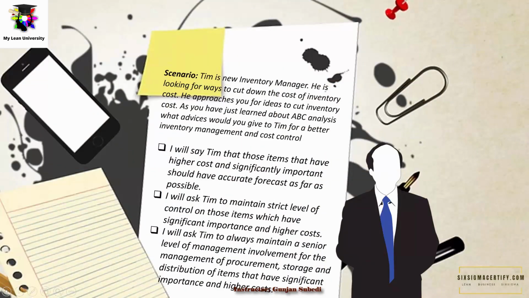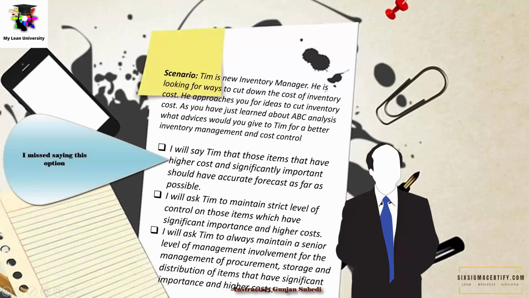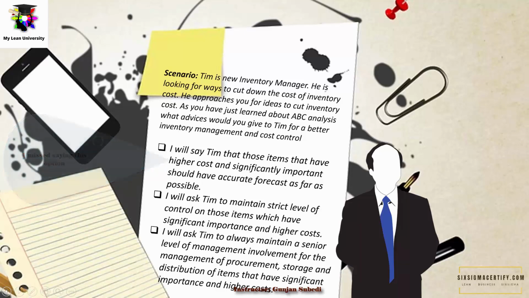Let's look at the scenario. Here, Tim is a new inventory manager. He is looking for ways to cut down the costs of inventory. He approaches you for ideas to cut inventory costs. As you have just learned about the ABC analysis, what advice would you give Tim for better inventory management and cost control? I will ask Tim to maintain a strict level of control on those items which have significant importance and higher cost. Second, I will ask Tim to always maintain a senior level of management involvement for the procurement, storage, and distribution of the items that have significant importance and higher cost.